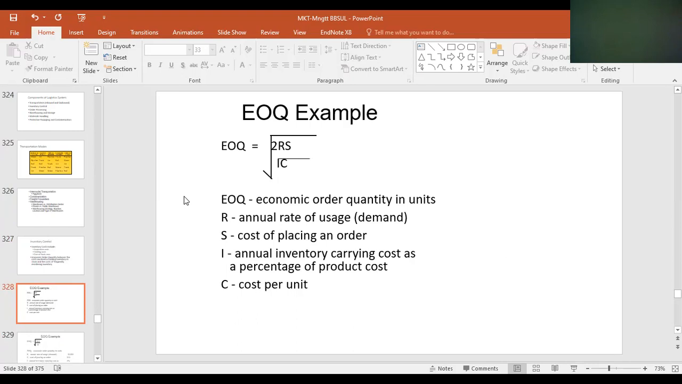This is a formula, what we have just discussed about the economical order quantity, EOQ. And what things you have to consider in this equation, which is the square root of 2RS over IC. R stands for annual rate of usage, S is the cost of placing an order, and I is annual inventory carrying cost as a percentage of product cost.